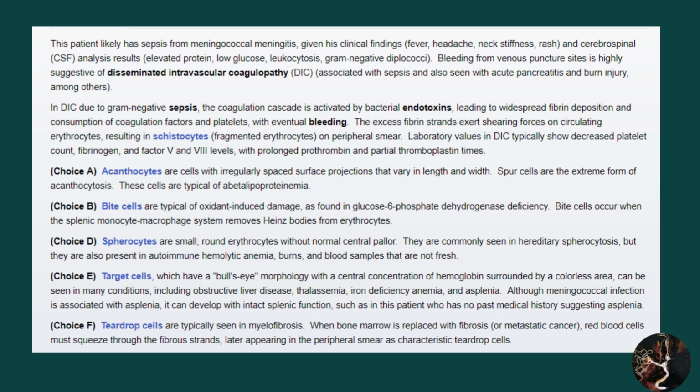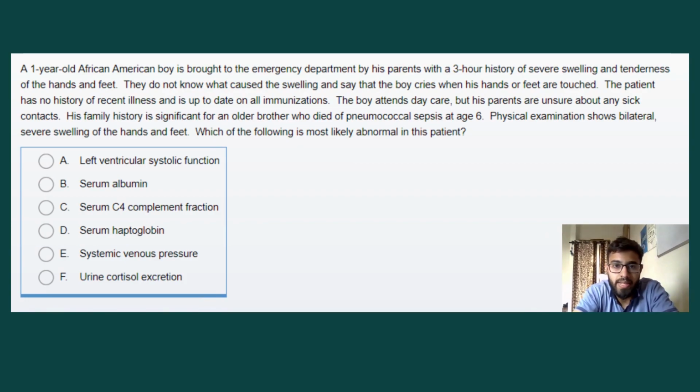And let's go to the next question now. I'm not going to read through the second question for you. We're going to use the algorithm that we just learned. So, first of all, I told you to read through the age: 1 year old, and we have also been told that he's African American. See, a lot of questions can be solved if you know the epidemiology. I said then read through the last line. Physical examination shows bilateral severe swelling of hands and feet, and which of the following is most likely abnormal.